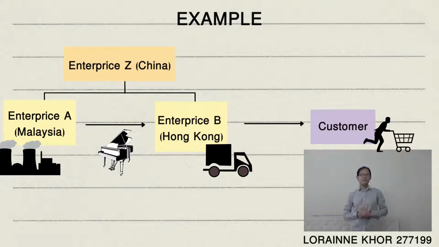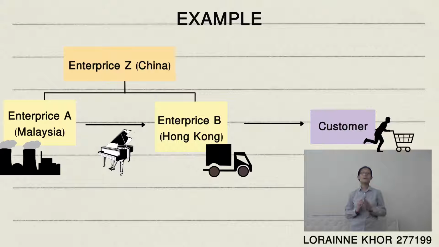I will give an example of transfer pricing. According to the graph, you can see that Enterprise A manufactures pianos in Malaysia while Enterprise B distributes pianos from Hong Kong. Both Enterprise A and B are 100% owned by Enterprise Z. Because Enterprise Z participates directly in the capital of both Enterprise A and B, they are all associated enterprises. When selling pianos on the market, Enterprise Z has no control on the price at which pianos are sold because the prices are set by supply and demand.